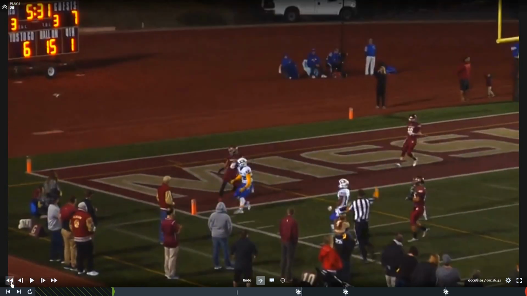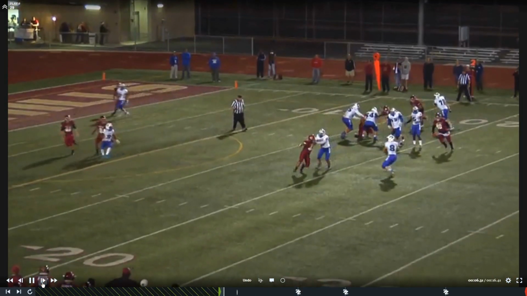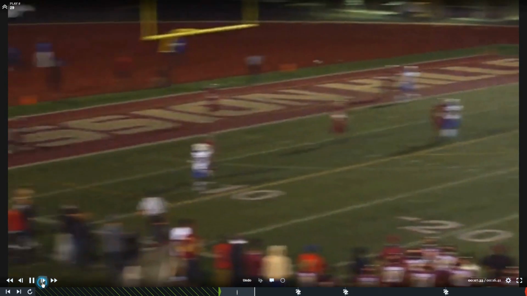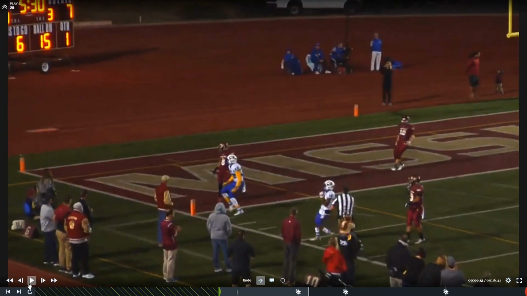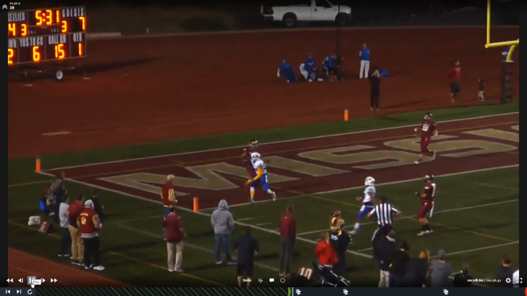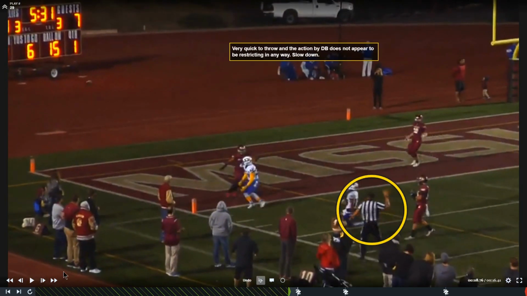I mean, I hate to be critical, especially when you're watching film, there's a lot of stuff you don't see. But that looks pretty darn clean to me. And Steve's comment, very quick to throw, and the action by the defensive back does not appear to be restricting in any way. Slow down. That's great advice. We can give ourselves a couple of seconds before we toss this.